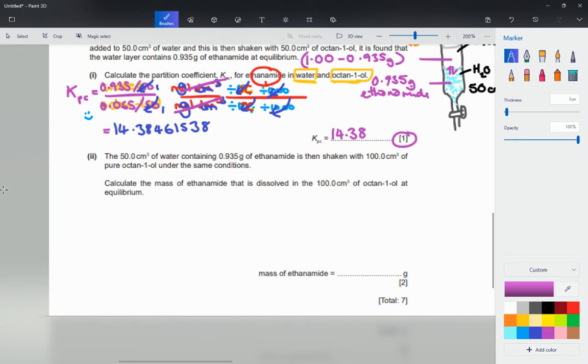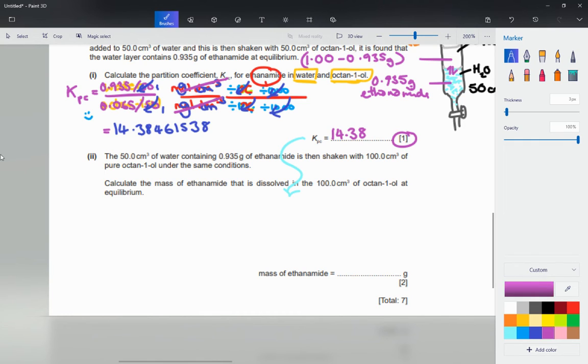the final part of this question talks about what to do with this water. So the 50.0 centimeters cubed of water containing this 0.935 grams of ethanamide is then shaken with 100 centimeters cubed of pure octan-1-ol under the same conditions. So this is where the 50s will not cancel out. You've now worked out what your KPC value is, so this is going to be used in this question here.